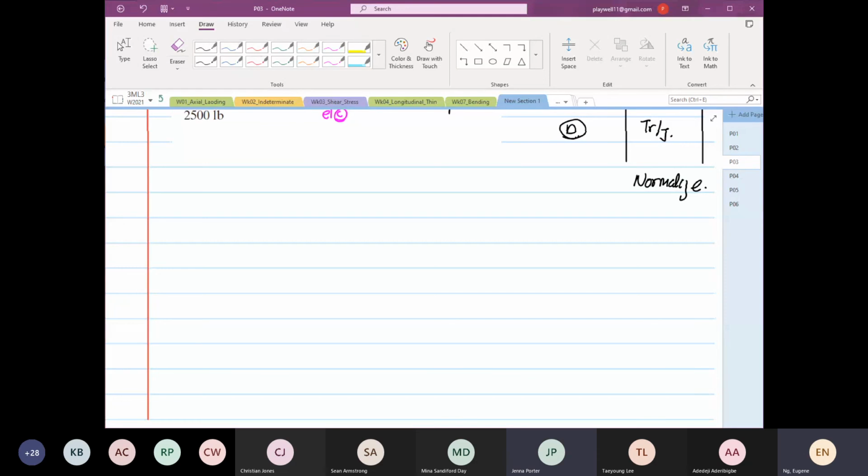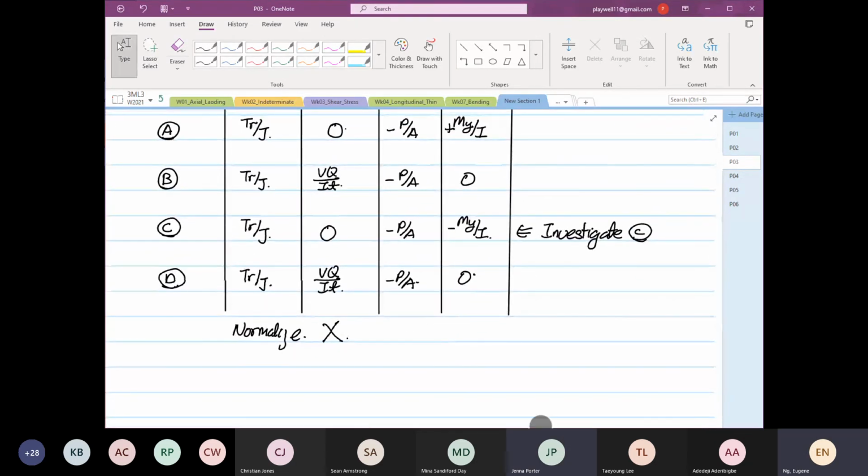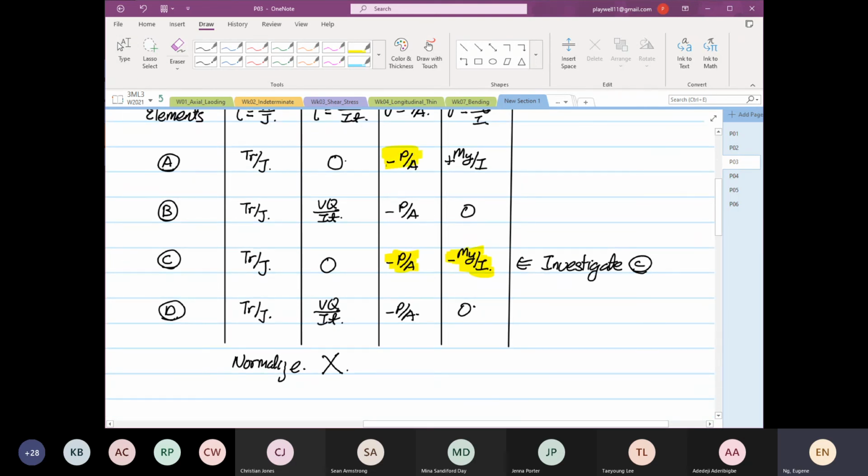Can you quickly explain why again? TR over J applies to all the elements, and there is no shearing stress. We choose point C because both of these are negative and will generate the highest magnitude, whereas for element A, one is negative and one is positive, so it will not generate the highest magnitude. That is the only reason, no more and no less.